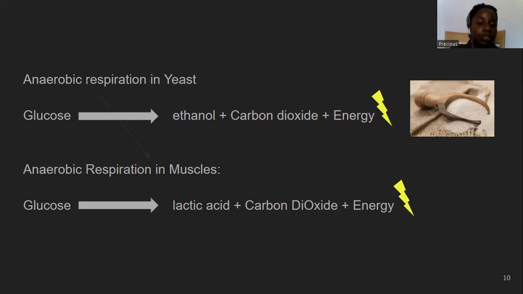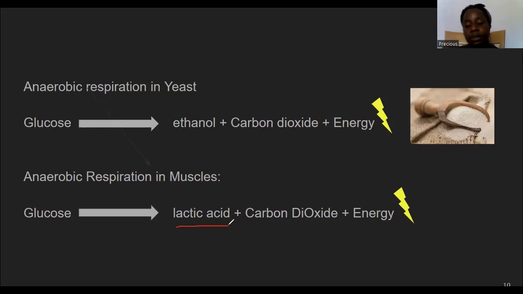Now, anaerobic respiration in muscles is a little different. We're still breaking down glucose without the help of oxygen, but instead we're producing something called lactic acid. So lactic acid is what is produced and builds up in the muscles, in addition to the carbon dioxide that you give off and the energy that these muscles need. Try to remember the energy is a little less than it would have been if you were aerobically respiring.